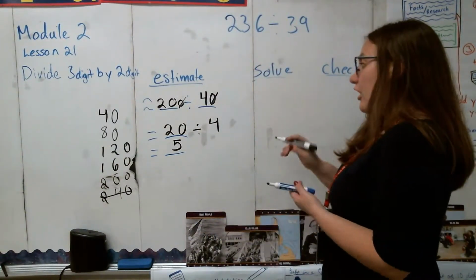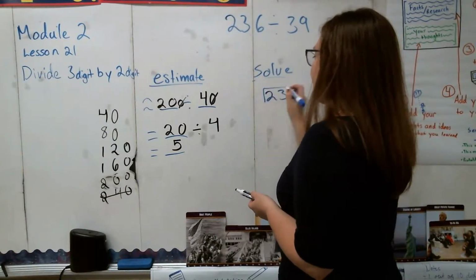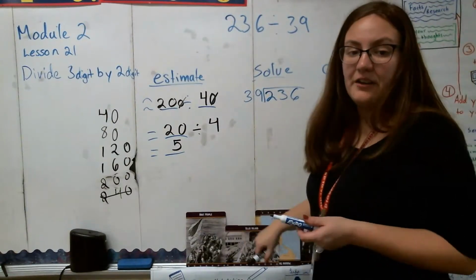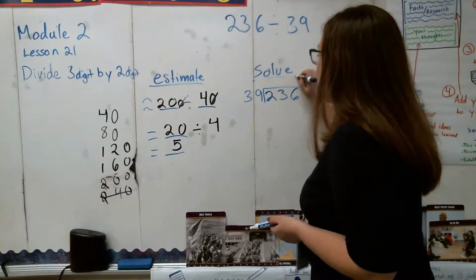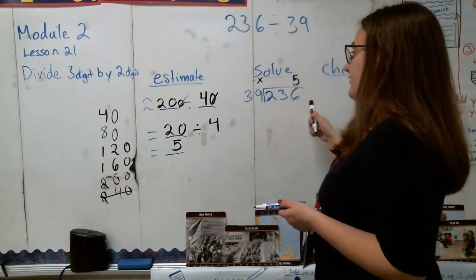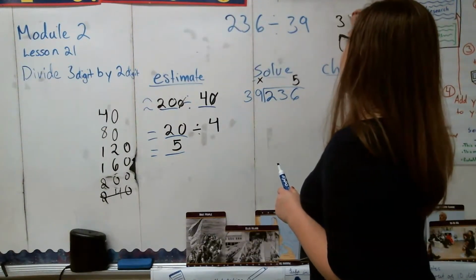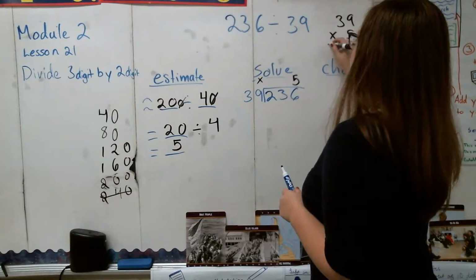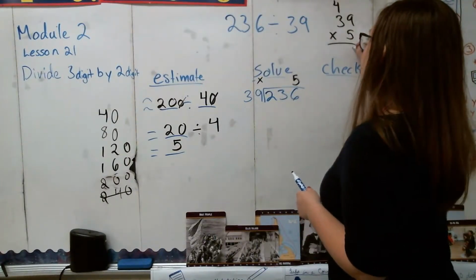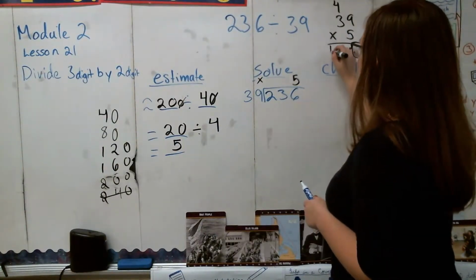So when I go to solve this problem, I'll have 236 divided by 39. And I'm going to try my estimate of 5 and see if that works. So I'm going to put a 5 up here because I'm saying that 39 groups of 5 can fit into 236. I'm going to use a little standard algorithm off to the side to see if this makes sense and to figure out what number I need to put right here. 9 times 5 is 45, 3 times 5 is 15, and 15 plus 4 is 19.